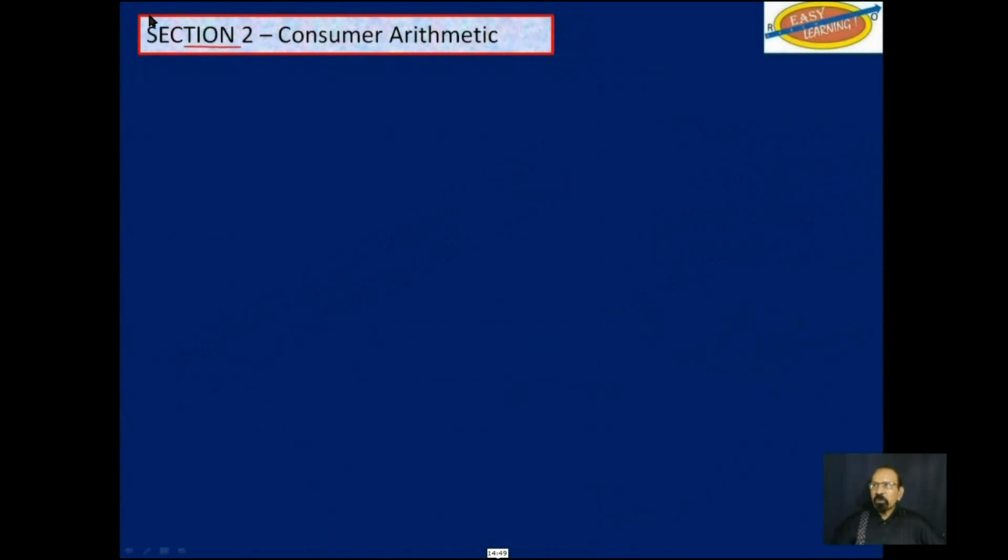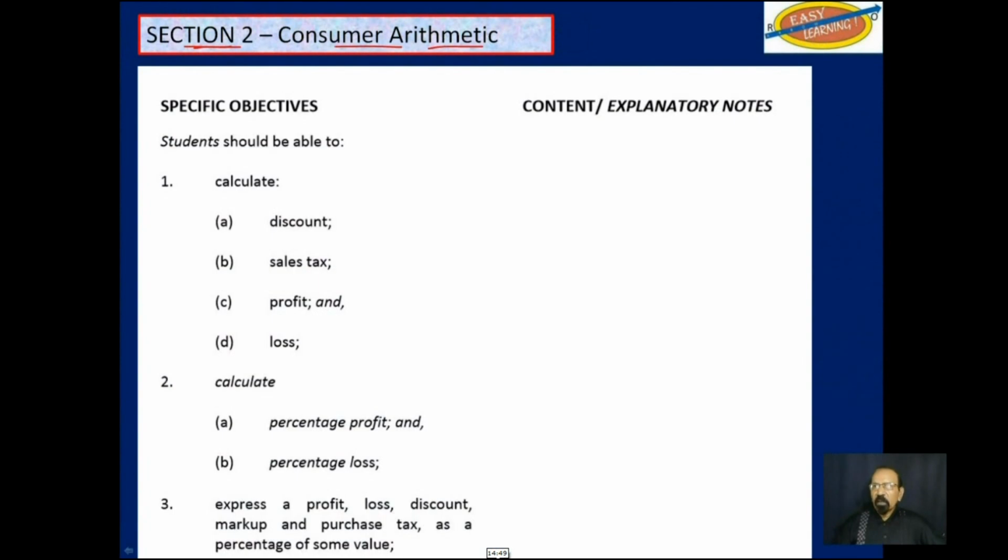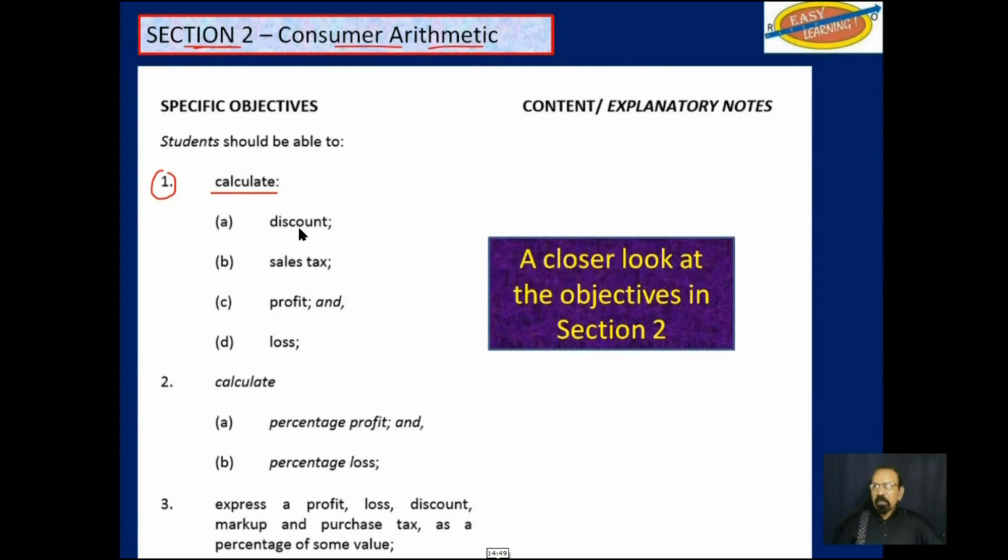So, section 2, consumer arithmetic. This is the first part of the syllabus for this section. We begin with calculate, and we have certain things like discount, sales tax, profit and loss. That's objective 1. Then we have objective 2, calculate percentage profit and percentage loss. Some of that will be done in this section.